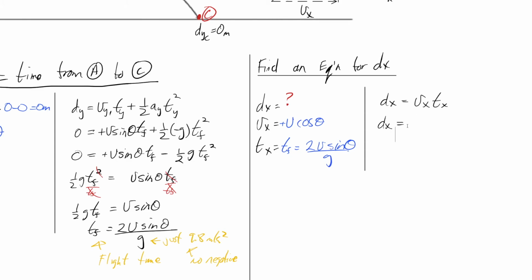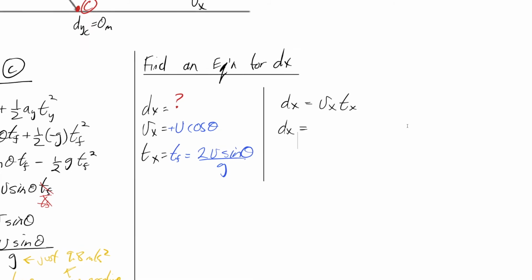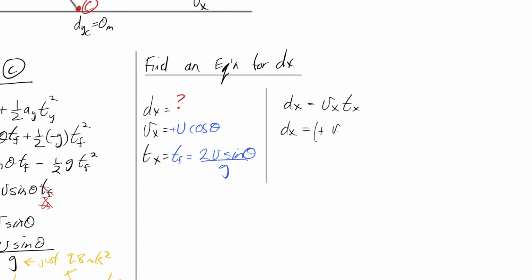So our dx is equal to, let's adjust the screen here a little bit, positive v cos theta times 2v sine theta all over g. Let's combine the numerators. First thing I'm going to do is bring the two v's out front. Now, this is technically over 1.